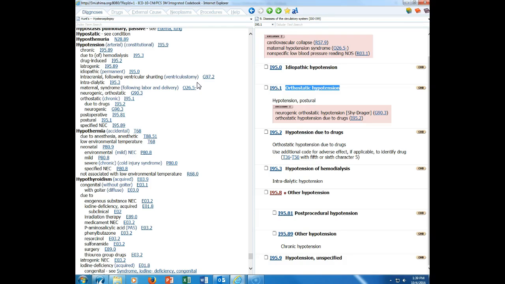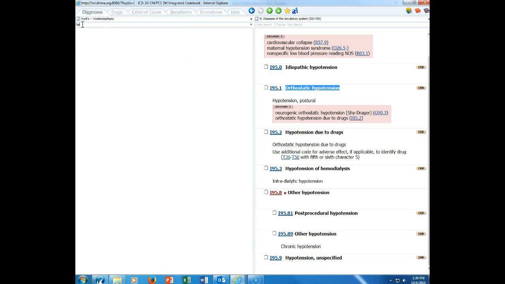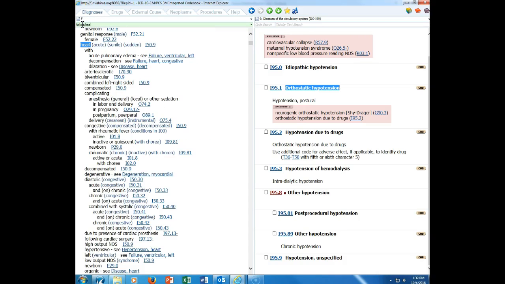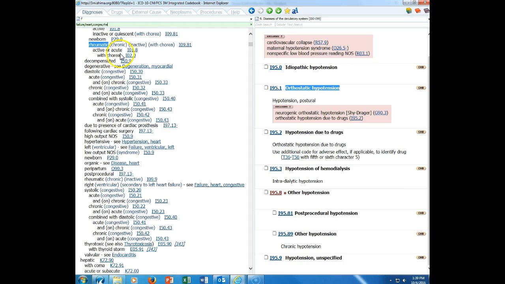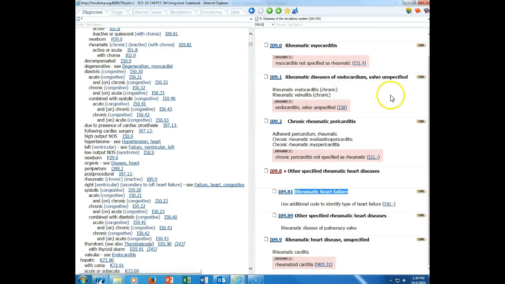Question number 5, patient has congestive heart failure, rheumatic. So we're looking at failure, heart, congestive, rheumatic, I09.81. And that is the code.